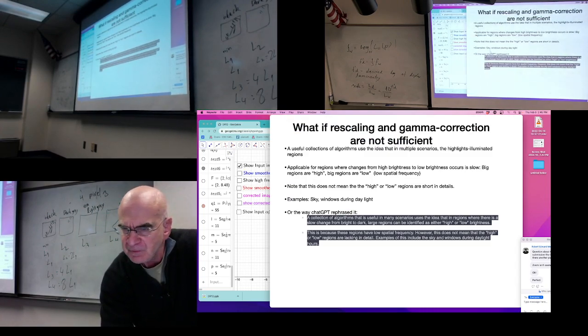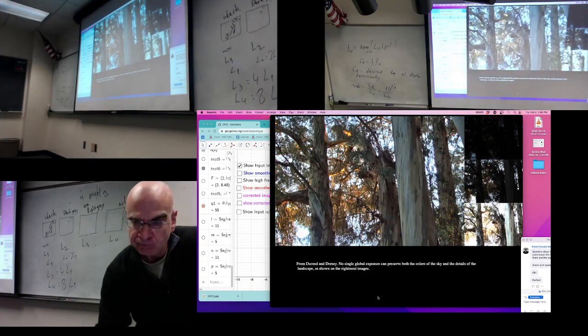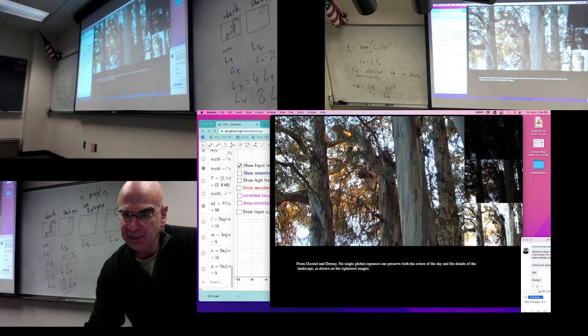Okay, just as an example, I asked ChatGPT to rephrase it, with amazing work. Okay, without HDR, looks terrible. You don't see anything on the sky. You don't see anything that happens down below. Here is an image of woods on the sky. Sky is always very highly illuminated, huge value. This part of the tree is much darker.